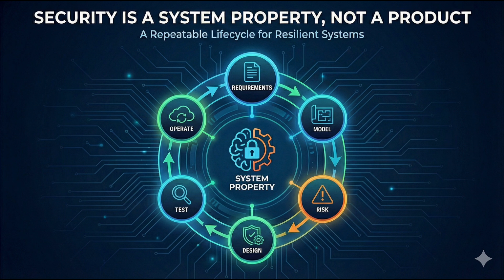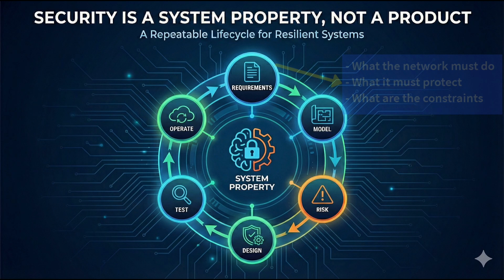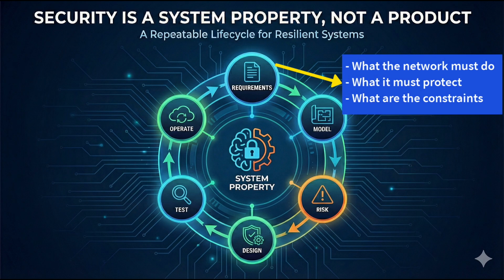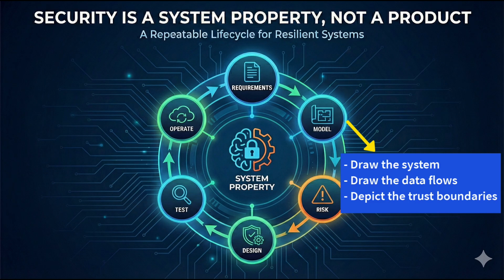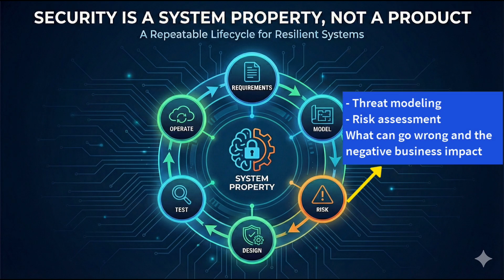When I say engineering approach, I mean a disciplined life cycle. Step 1 is defining the problem: what the network must do, what it must protect, and what constraints you have. Step 2 is modeling. Draw the system, the data flows, and the trust boundaries. Step 3 is analysis, threat modeling and risk assessment. What can go wrong, and how bad would it be?